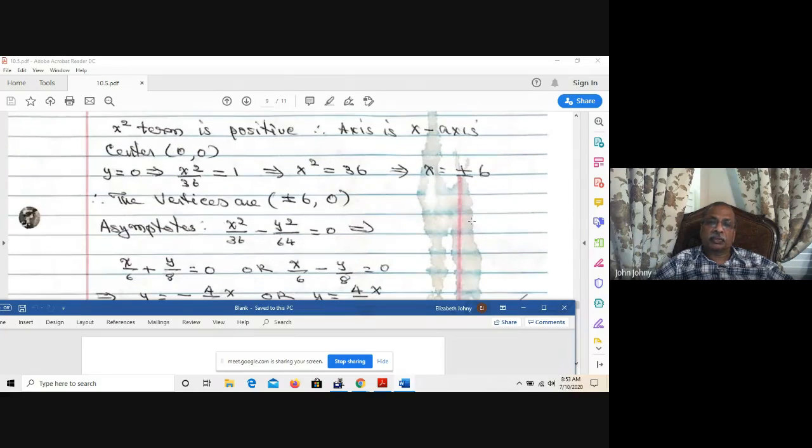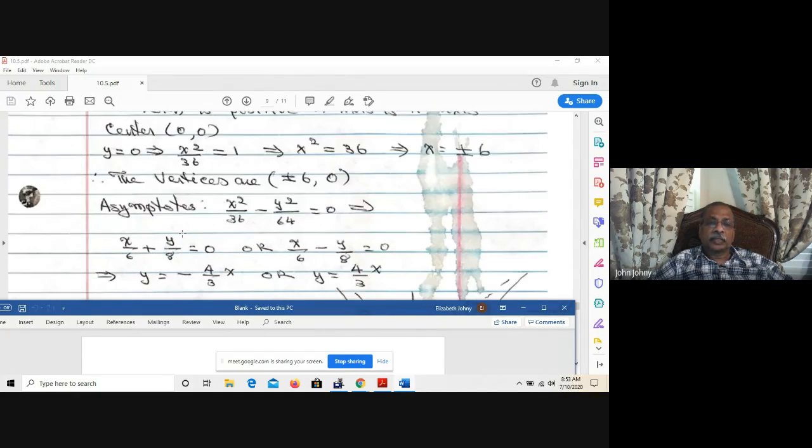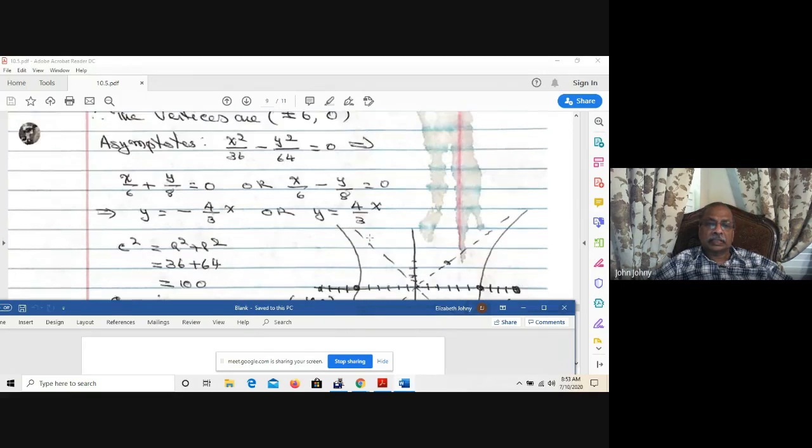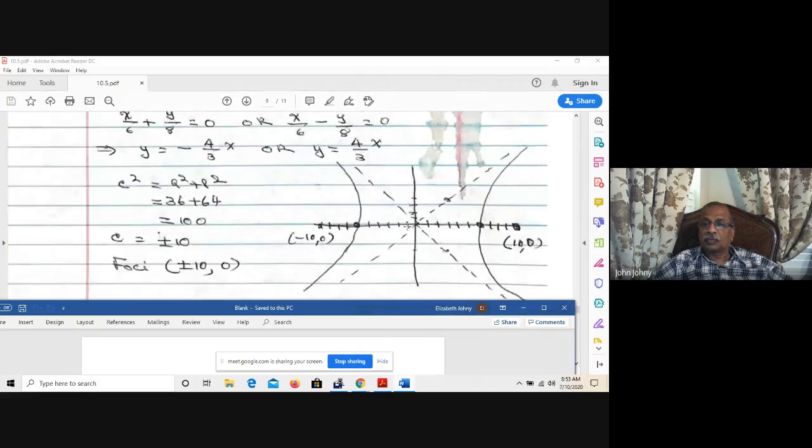Now you are going to find the asymptotes. Replace the right side by 0. You get x square over 36 minus y square over 64 is equal to 0. Factor this. You get x over 6 plus y over 8 is equal to 0. That's one of them. The other is x over 6 minus y over 8 is equal to 0. It's a difference of two squares. So you simplify this, you will get after one or two steps. It's simple algebra. Y is equal to negative 4 over 3x, or y is equal to 4 over 3x. So this is y is equal to 4 over 3x, and this is y is equal to negative 4 over 3x.